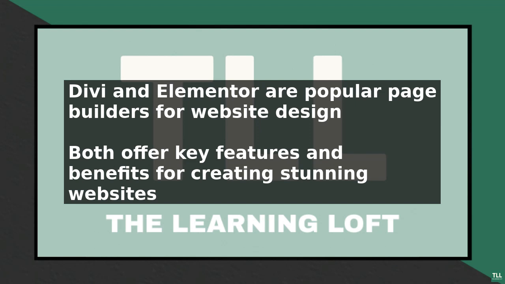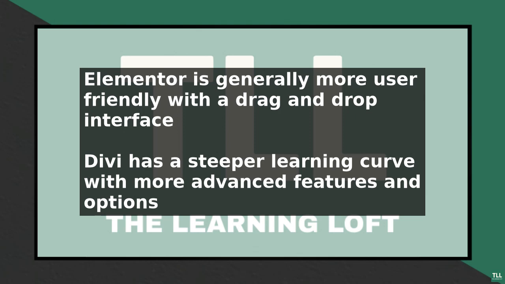Both are popular page builders used to create and design websites without requiring extensive coding knowledge. Divi is a theme and page builder created by Elegant Themes, while Elementor is a standalone page builder that works with various themes. In terms of ease of use, Elementor is generally considered more user-friendly, with a drag-and-drop interface that makes it easy to add and arrange elements on a page. Divi, on the other hand, has a steeper learning curve, but offers more advanced features and customization options.